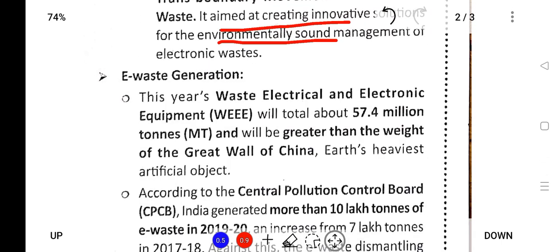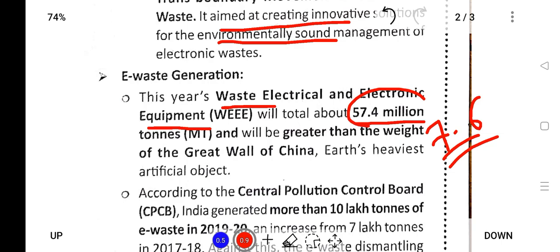So, what is the quantity of e-waste generated? The electrical and electronic equipment waste will be a total of 57.4 million, as I've told you. A person on average produces 7.6 kilograms of waste, and this has amounted to 57.4 million tons, and this weight will be greater than the Great Wall of China.